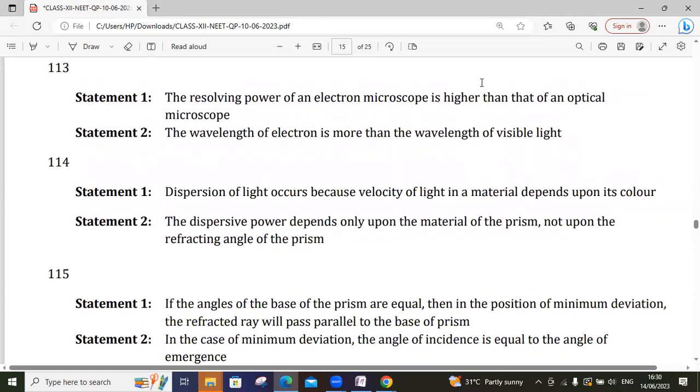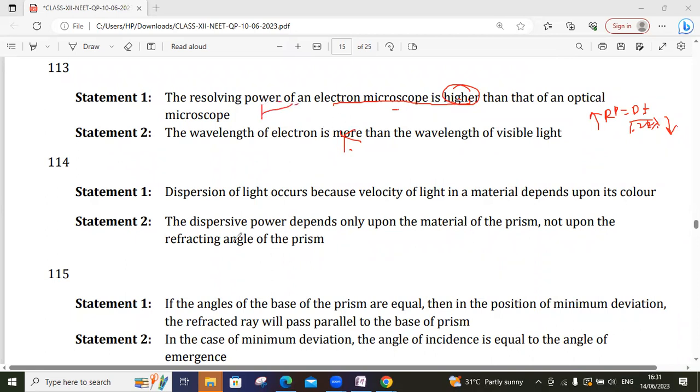Then, the resolving power of an electron microscope is higher than that of an optical microscope. If you see, resolving power is D by 1.22 lambda, where D is constant. So for electrons, lambda is less, so the resolving power will be more. The second is wrong. The wavelength of electrons is much less, actually, and that's why it gives more resolution power. So it is higher, and this is correct. This is wrong.